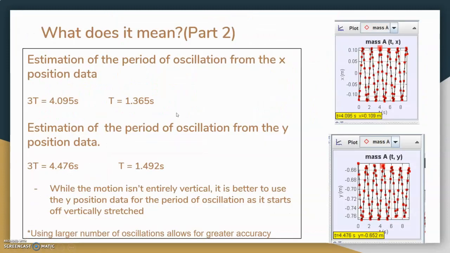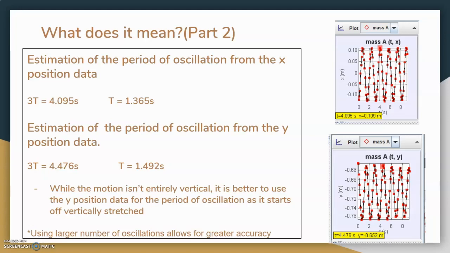The other what-does-it-mean question asks me to compare the period of oscillation for both the x and y data. It is important to consider which period of oscillation to use as the spring oscillates both vertically and horizontally, as both in spring motion and pendulum motion, where the source of oscillation is different for each dimension.